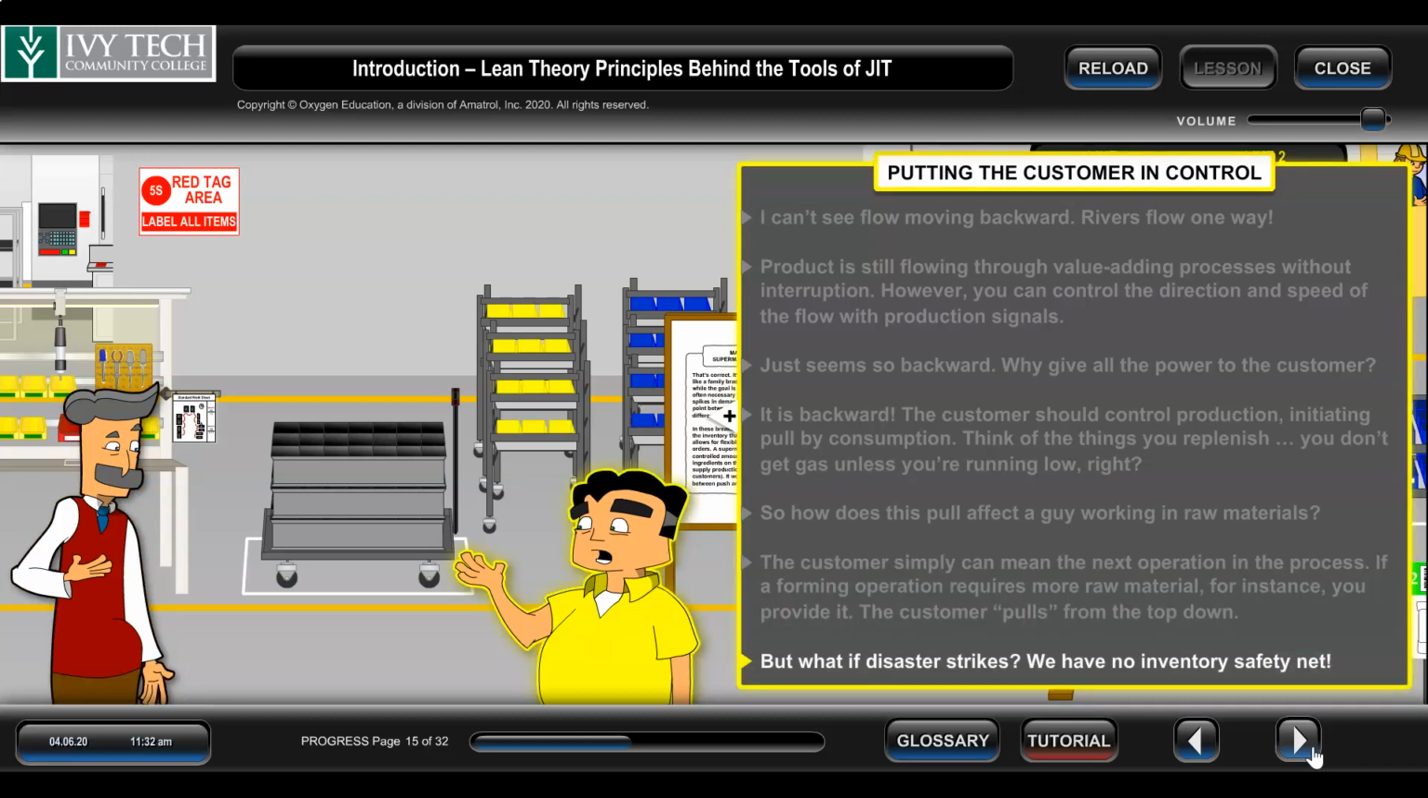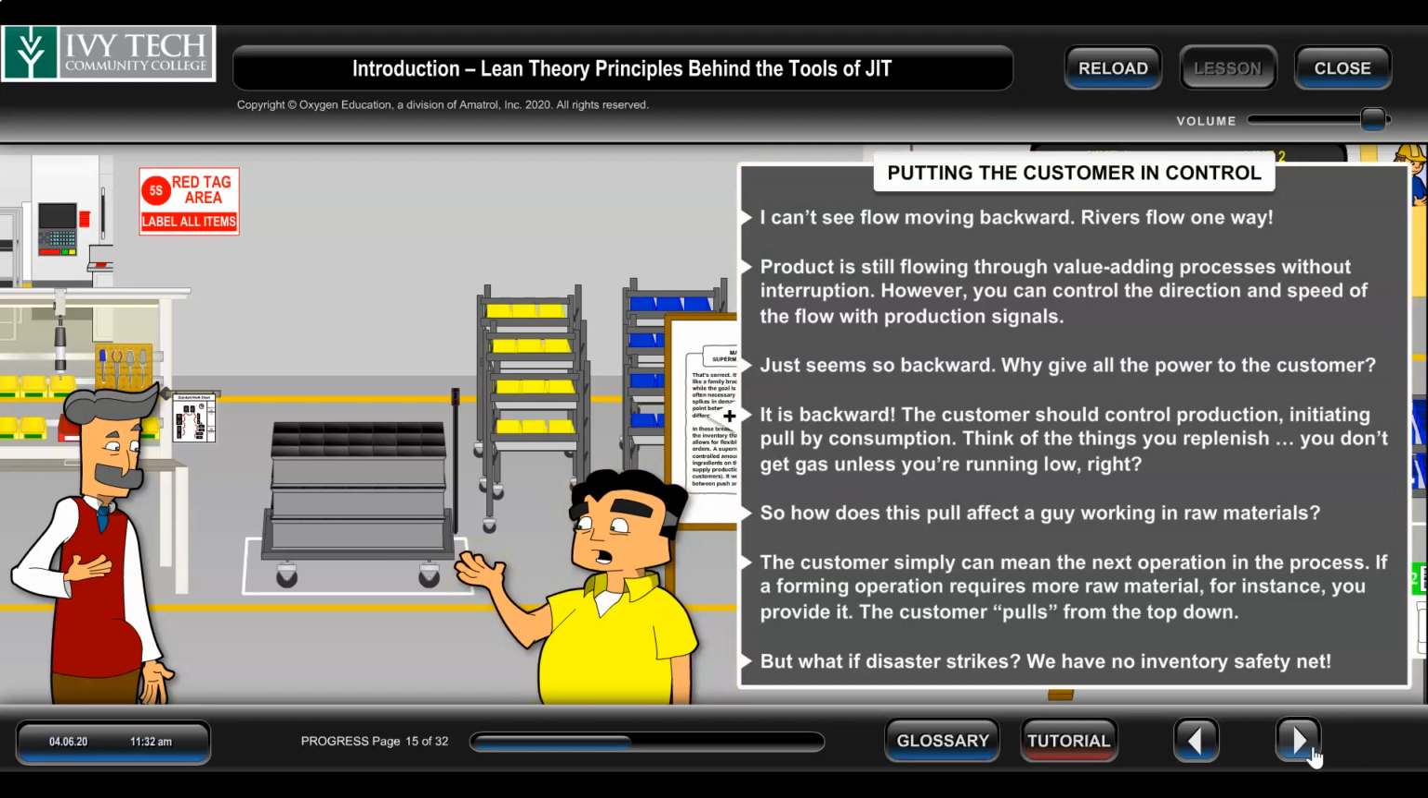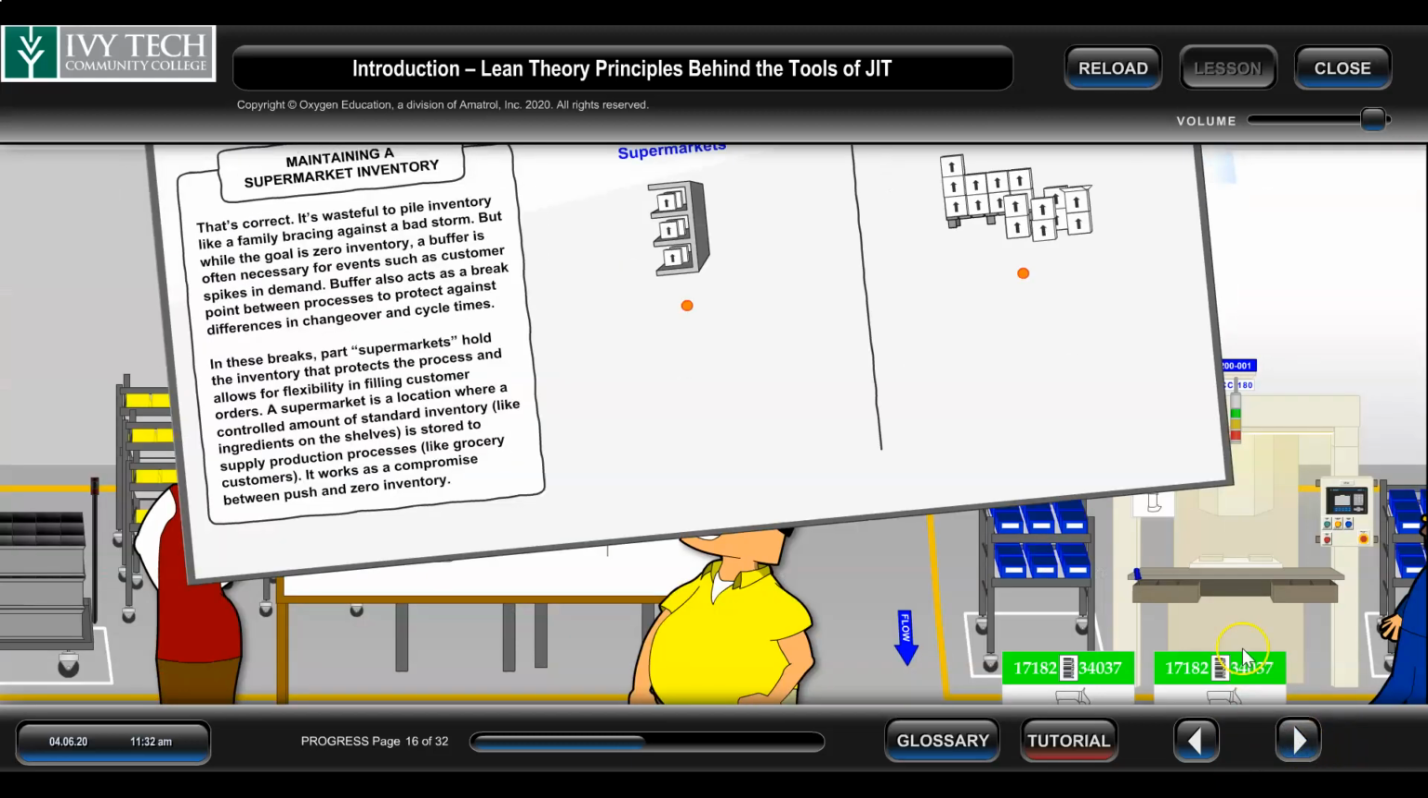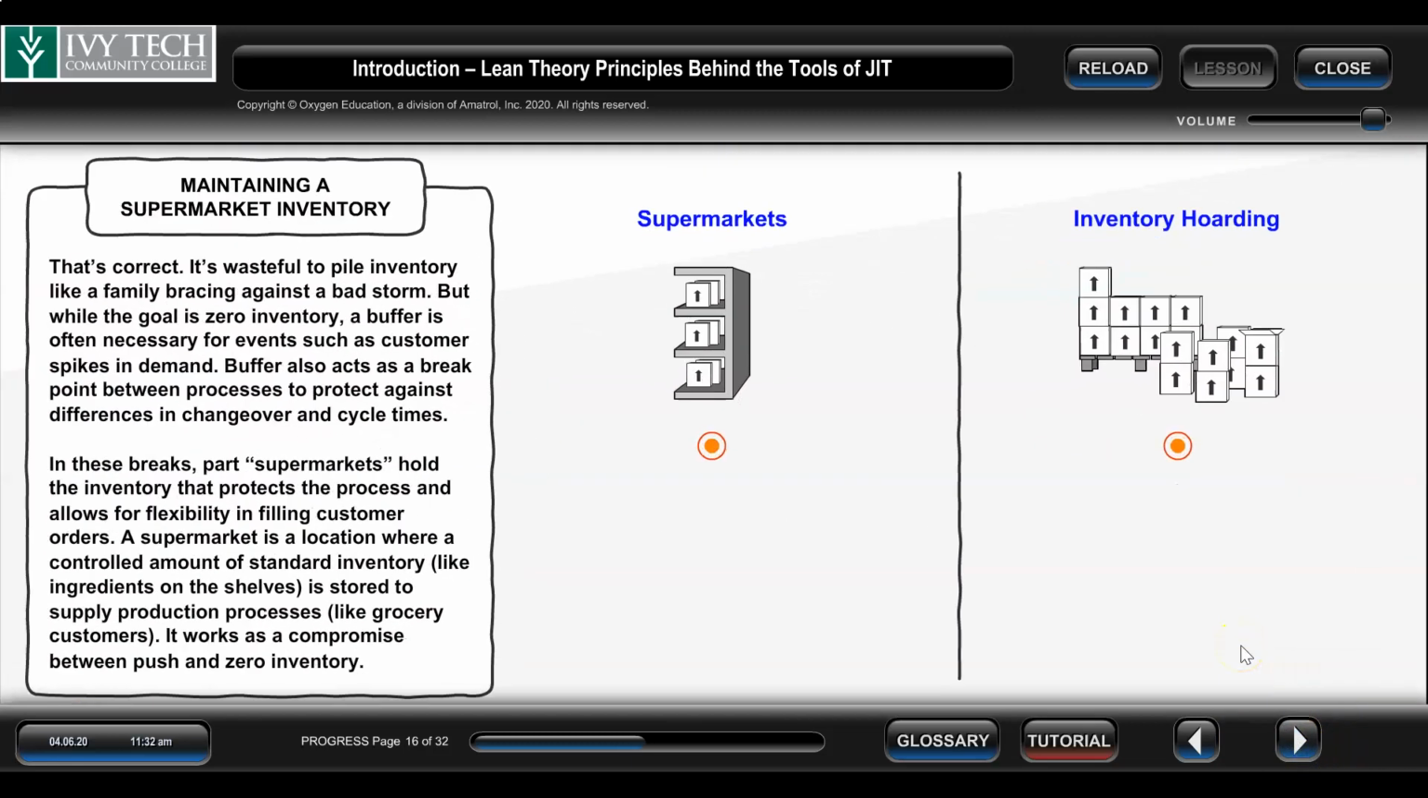But what if disaster strikes? We have no inventory safety net. Maintaining a supermarket inventory. That's correct. It's wasteful to pile inventory like a family bracing against a bad storm. But while the goal is zero inventory, a buffer is often necessary for events such as customer spikes in demand.